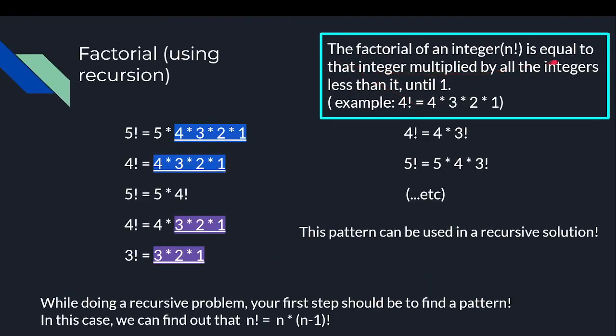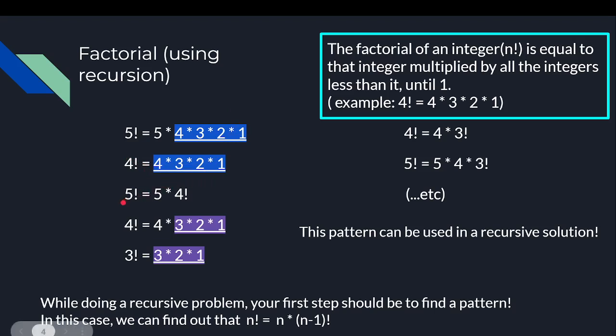The factorial of an integer, n!, is equal to that integer multiplied by all the integers less than it until 1. For example, 4 factorial is 4 times 3 times 2 times 1. Here, 5 factorial is 5 times 4 times 3 times 2 times 1. 4 factorial is 4 times 3 times 2 times 1.